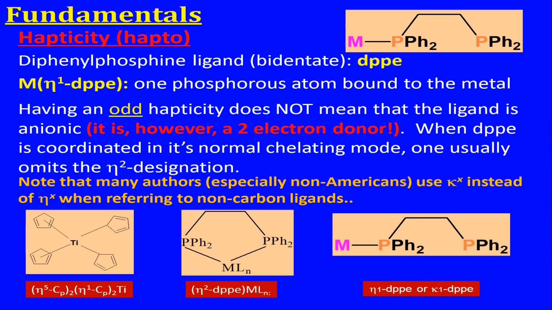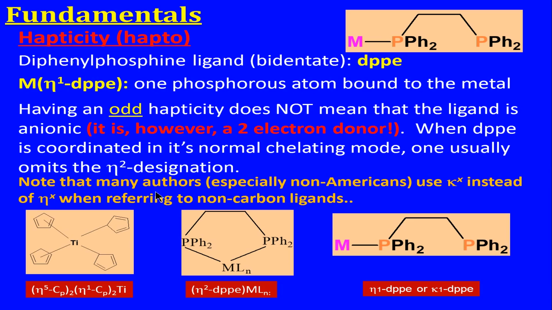If we have, for example, in the previous slides where we studied the bond between pi carbon atoms, we said hap1 means that the ligand is anionic. This is for the carbon of pi system. For systems that do not contain carbon of pi system, having odd hapticity does not mean that the ligand is anionic. It's, however, a 2-electron donor. So what to do is to write the Lewis structure of this ligand and to see the charge and the donation.